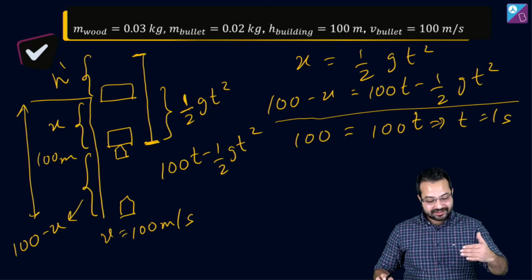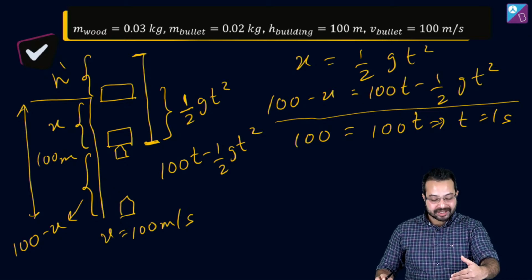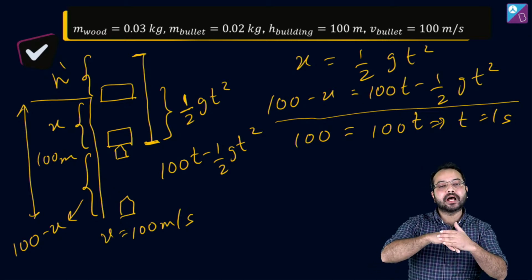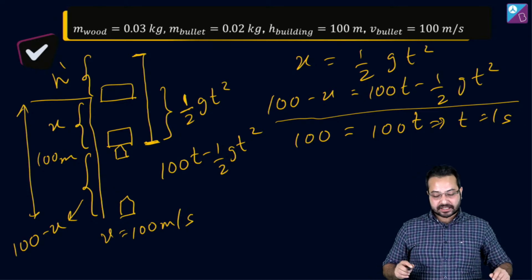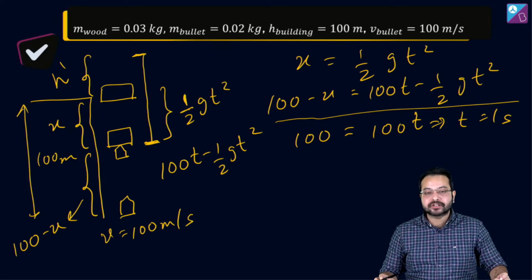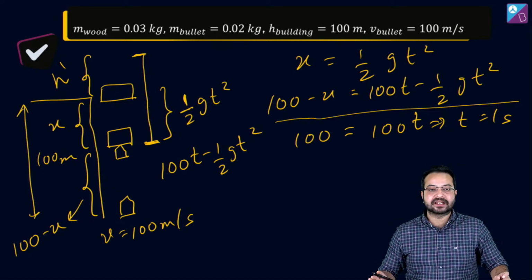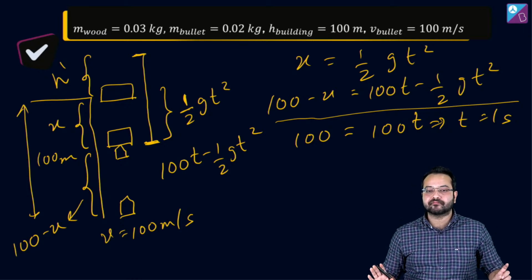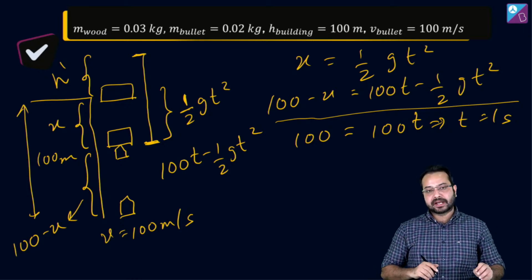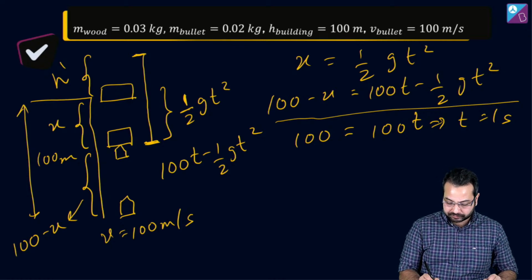What does it mean? It means that the block and the bullet are going to collide after 1 second. Is that correct? The block and the bullet are going to collide after 1 second. Is that clear? Okay, I think that is pretty straightforward kinematics we have used.